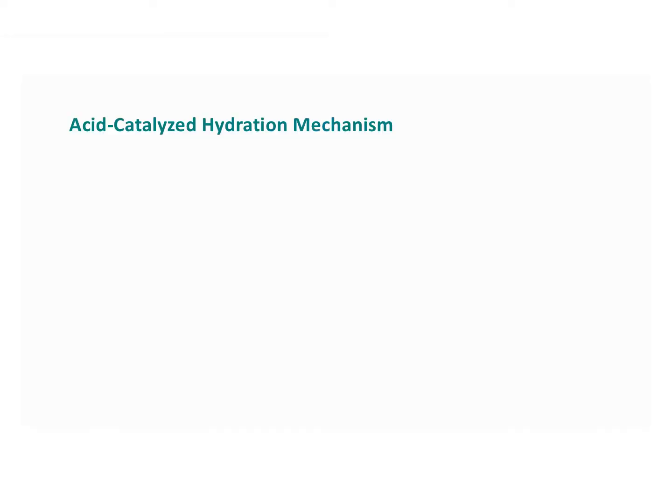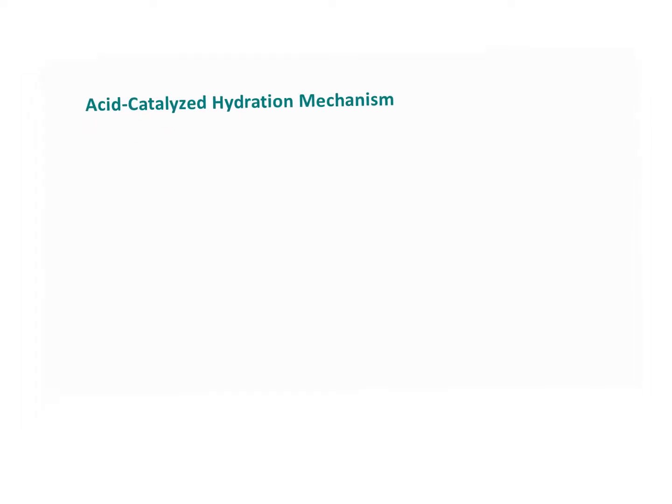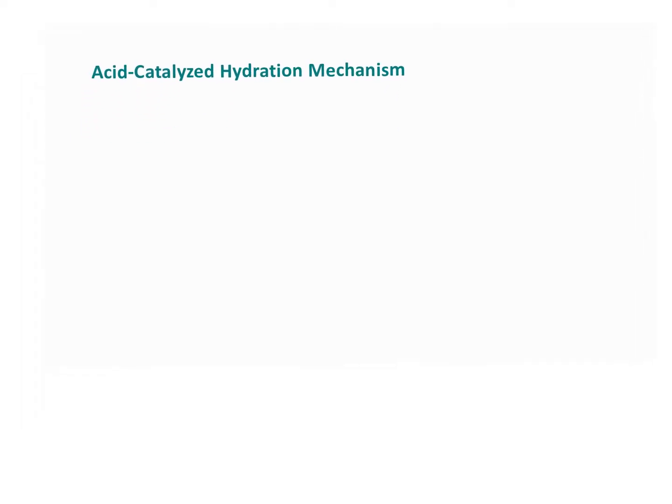So let's look at the mechanism. Now this is called an acid-catalyzed hydration mechanism. And what we'll notice here, let me get my alkene drawn, is we have an alkene, and then you are going to see the acid shown as H3O plus. We're going to show the water being protonated. So the acid protonates the water, and now we have H3O plus running around.